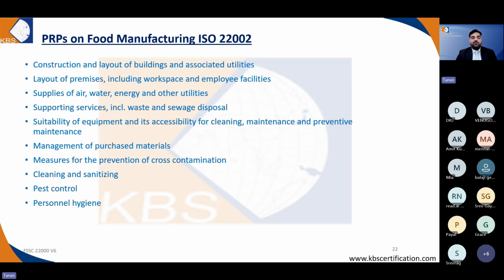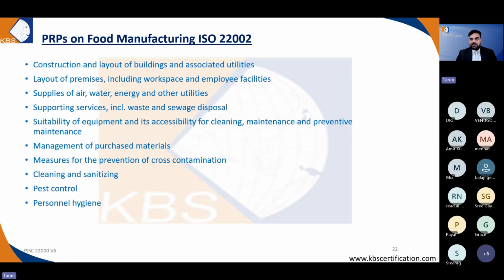Then suitability of equipment, whether your equipment is suitable or not. Then accessibility for cleaning: when you are having a product or maybe the production process, whether your equipment is easy to clean, whether you can easily clean it or not. Right. Then management of purchased material. This is considered as supplier management. Measures for the prevention of cross-contamination. You should control the cross-contamination.